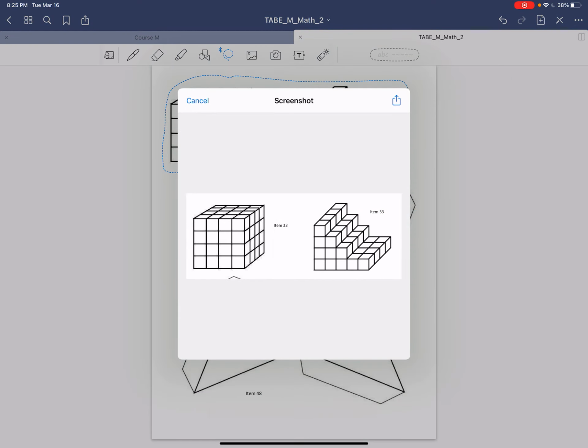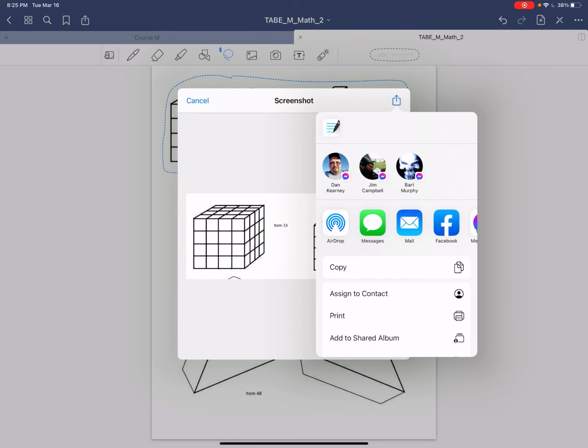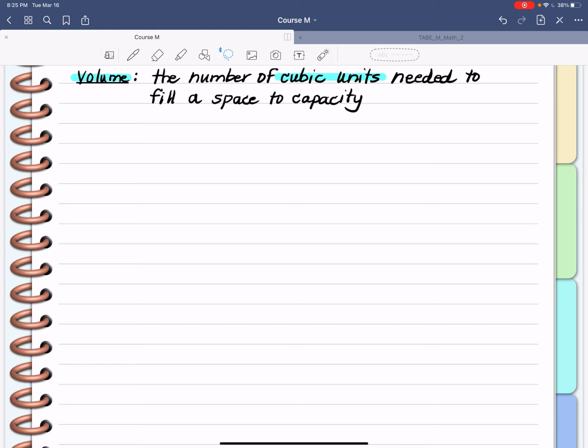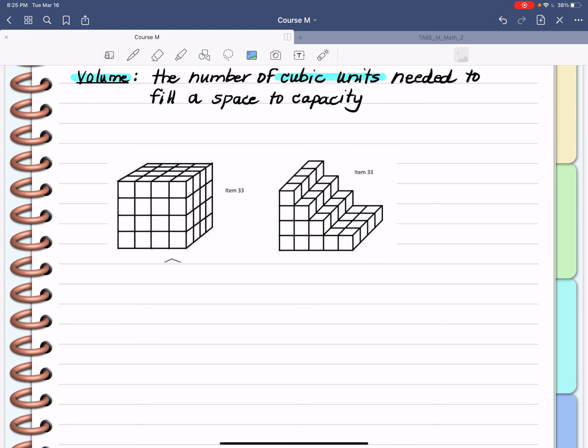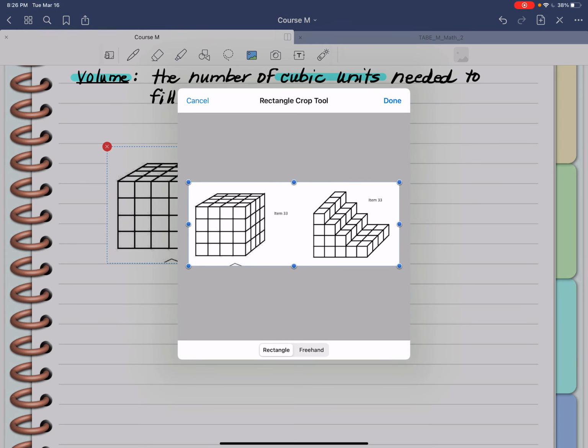This is the one I'm interested in especially. So let's go with this first one that looks like a Rubik's Cube. I'm going to just copy, then again, this is item 33. So I'm just going to bring this one in for the moment.